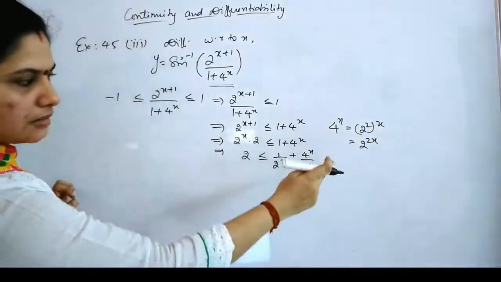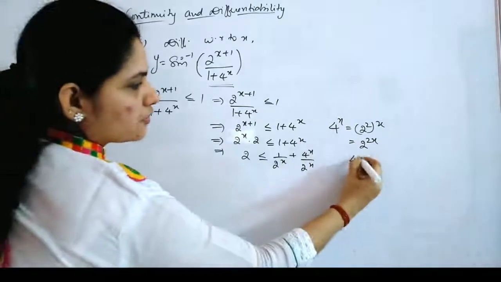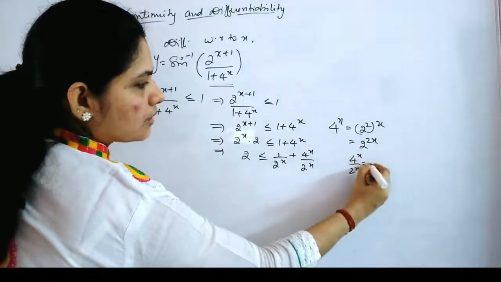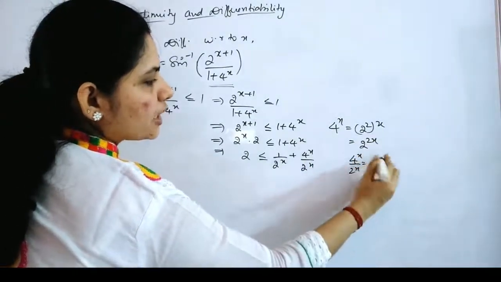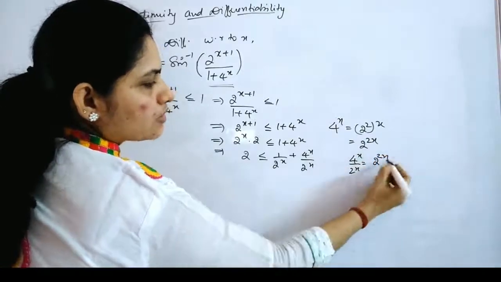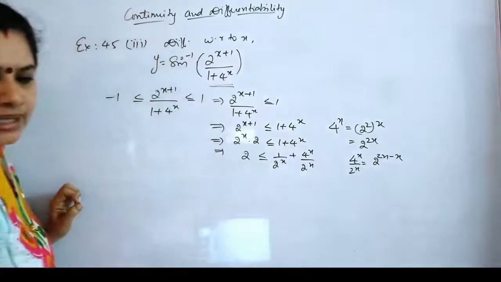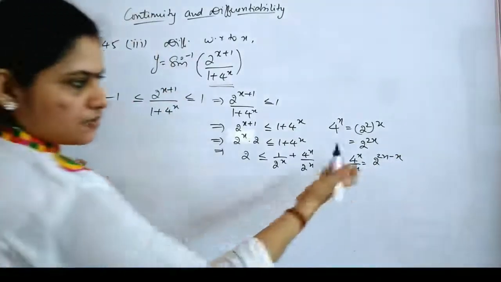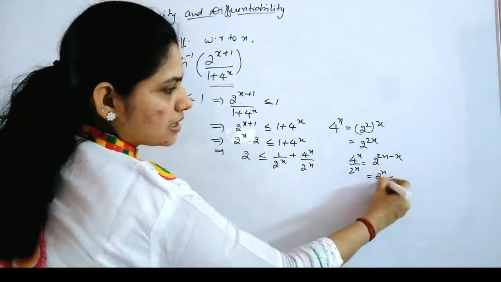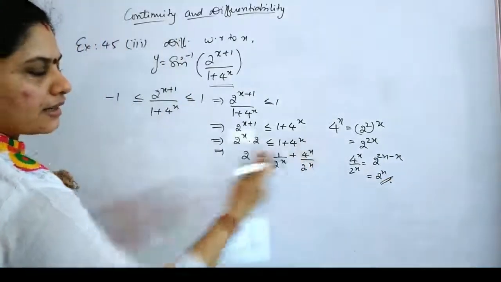Right? Everything is the same. So if I simplify this, 4 raised to x by 2 raised to x can be written as 2 raised to 2x. The denominator will go there as negative, so 2 raised to x minus x. The base will be the same, so you get 2 raised to x here. So instead of this, I can write 2 raised to x.